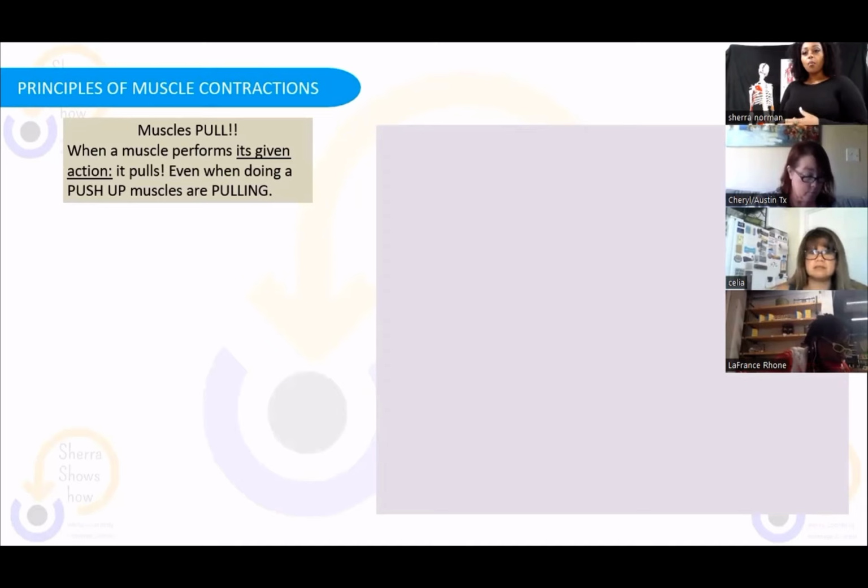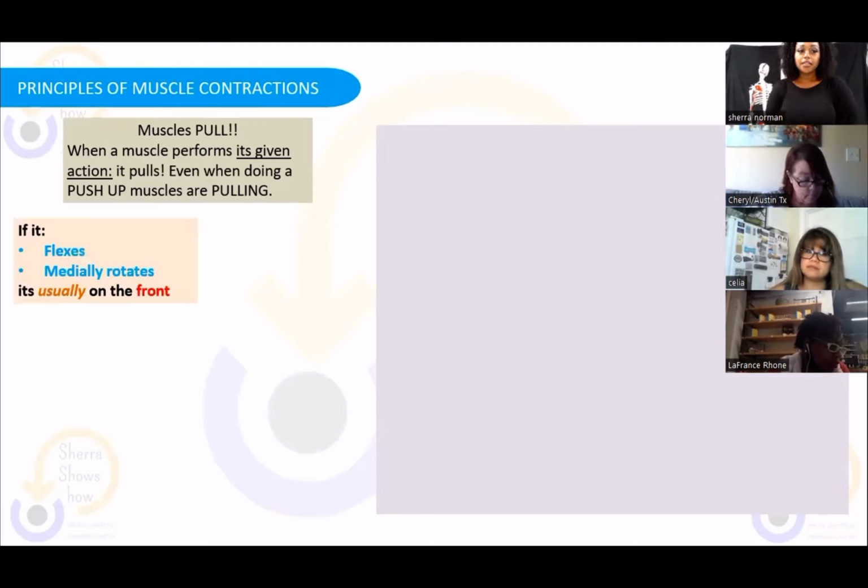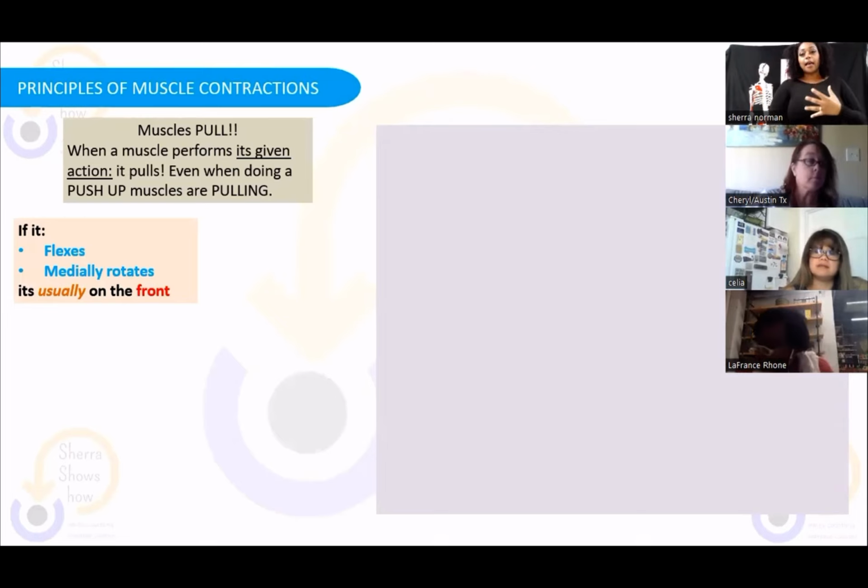Muscles pull. When we go back to talking about muscle tissue, it creates movement by contracting. The sliding filament theory: they simply get shorter, pulling two bones, two attachment points, together. That's it, they pull. If you understand that muscles pull, that kind of helps you. So if it flexes or medially rotates, it's probably on the front of the body because it's going to pull into that position.